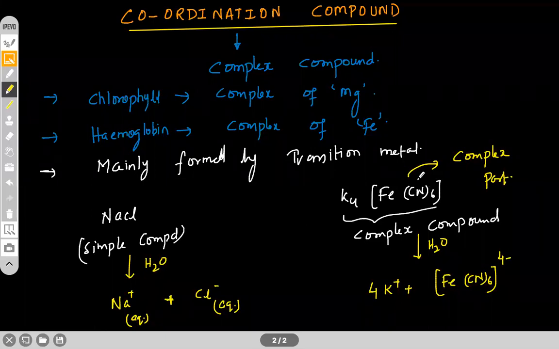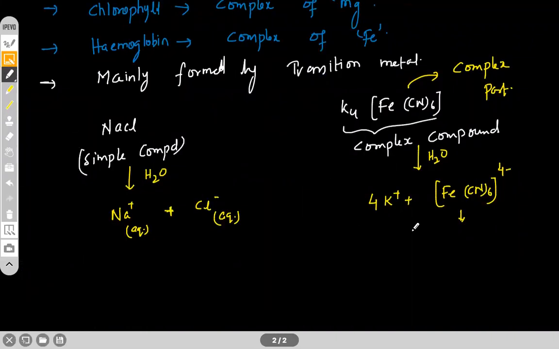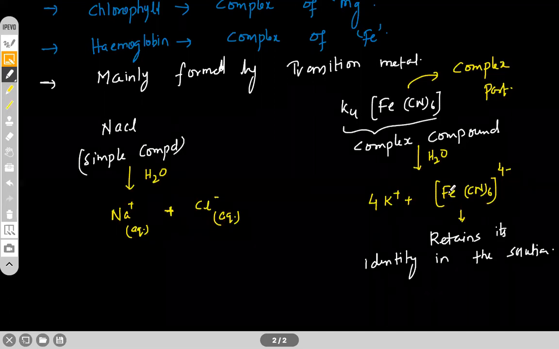When you dissolve this complex compound into water, this complex part still maintains its identity. It won't dissociate in water. So this retains its identity in the solution. But this won't happen in case of a simple compound. It completely converts into ions. There is no retention in the properties. This molecule converts into ions, but here we have the retention. So this is the basic difference between complex compound and simple compound: the complex compound retains its identity in the solution itself. This part won't dissociate.